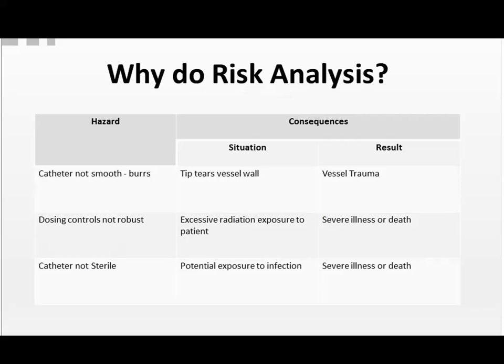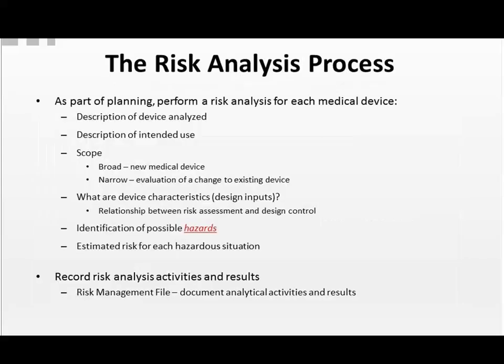So if we continue to look at this sample, you see the first one, catheter. The hazard associated with the catheter would be that it wouldn't be smooth, it would have burrs. What would be the consequence of that burred tip tearing the vessel wall? The result would be vessel trauma. We skip over the second one, which we've already mentioned, and we get to the third. A catheter might not be sterile. There's a potential exposure to infection, and the result would be severe illness or death. So that's the level of description that we need to apply.